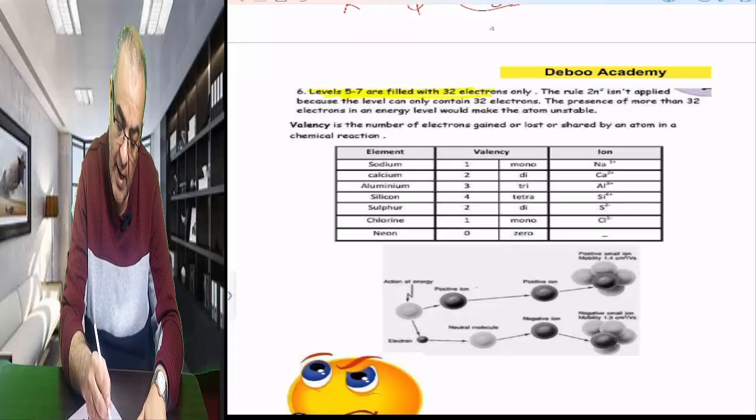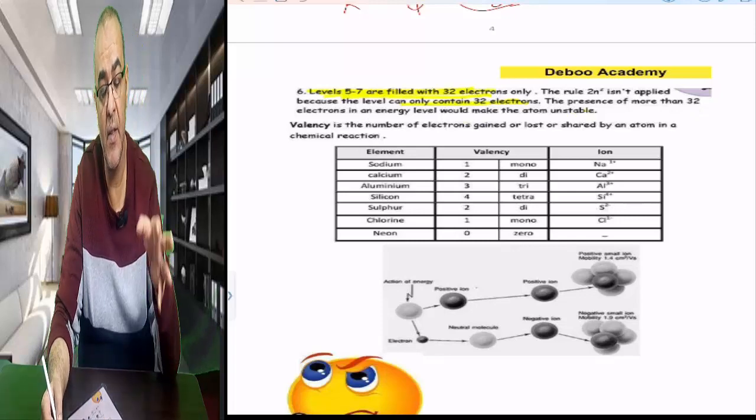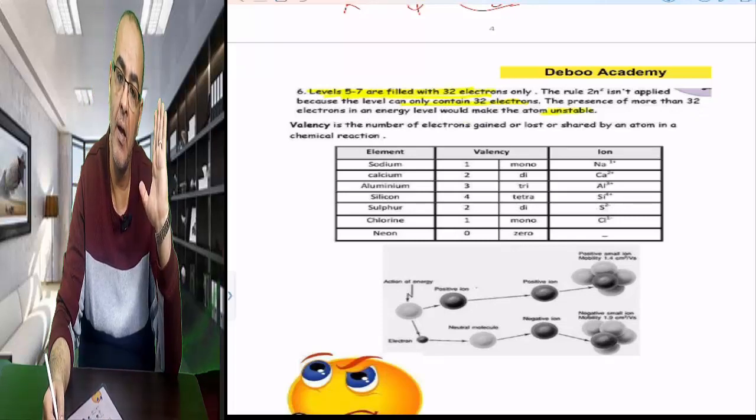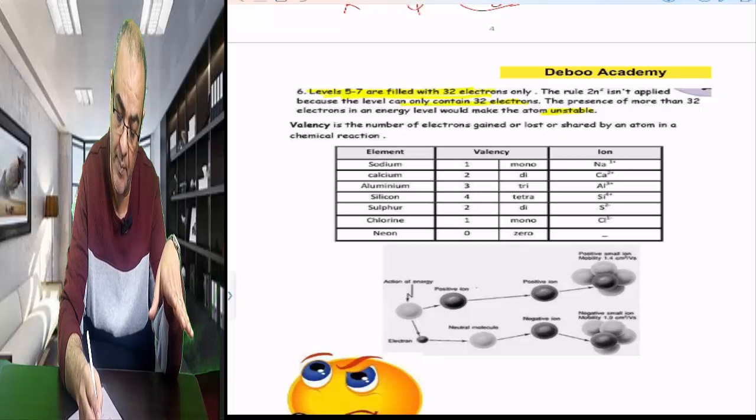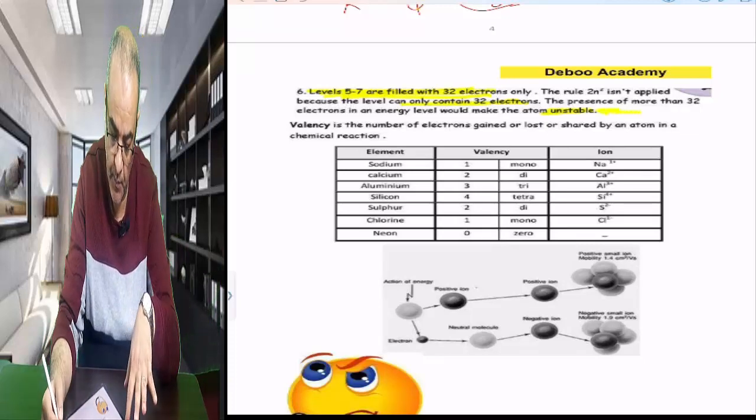Because the level can only contain 32 electrons, the presence of more than 32 electrons in the energy level would make the atom unstable. So, as we said, the relation doesn't apply after the fourth energy level because the atom will be unstable.